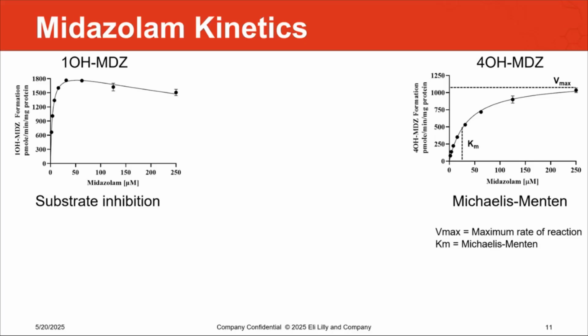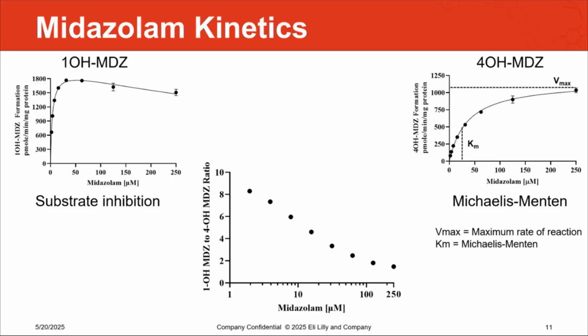But if we look at the raw formation of the 1,4-hydroxy, what we see is that at low concentrations of midazolam, we have a greater ratio of 1-hydroxy, meaning we're still making that 1-hydroxy more than we are the 4-hydroxy. But as the concentration of midazolam increases and that orientation occurs differently within the active site, we get more of an equal 1-to-1 formation of the 1 and 4-hydroxy.